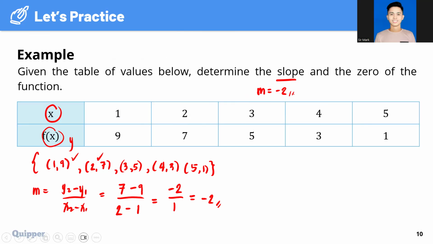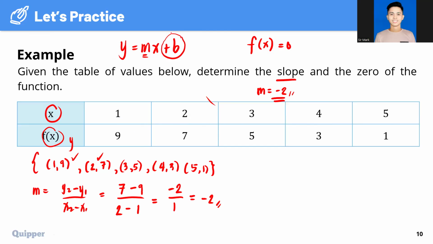The next thing that we need to do is to solve for the zero. Remember, how do we solve for the zero? We are equating f of x to 0 in order to solve for the value of x, because the value of x is also the zero of the function, right? So we need to have the given function. Remember, our function is represented by y equals mx plus b. We have the slope already, so we have m already. We need to have b, which is the y-intercept, in order for us to form the function.